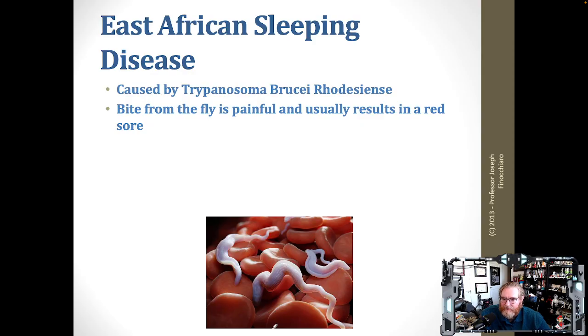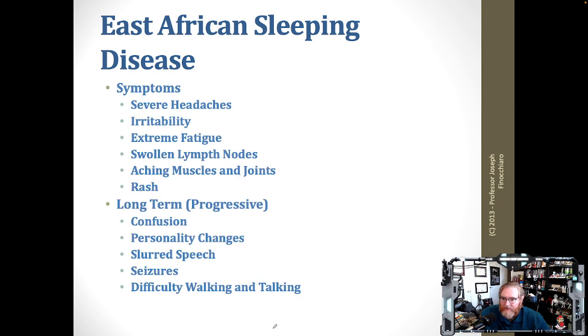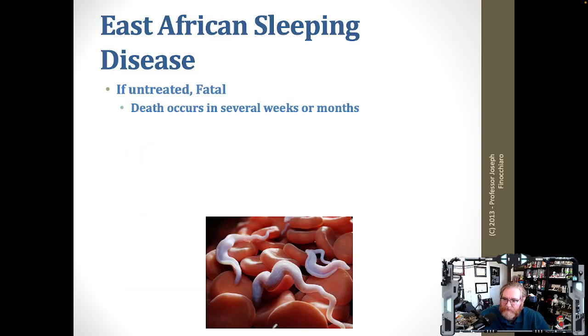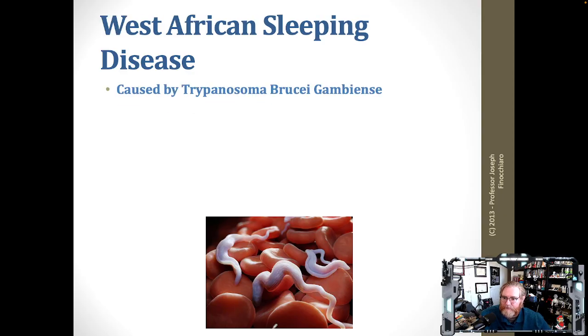The bite from the fly is painful and usually results in a red sore. Symptoms include severe headaches, irritability, extreme fatigue, swollen lymph nodes, aching muscles and joints, and rash. The long-term progressive symptoms are confusion, personality changes, slurred speech, seizures, and difficulty walking and talking. If left untreated, it is fatal and death occurs in several weeks or months.